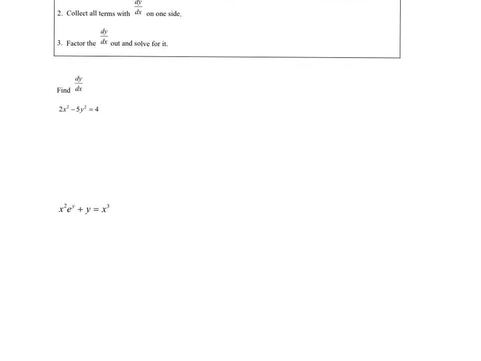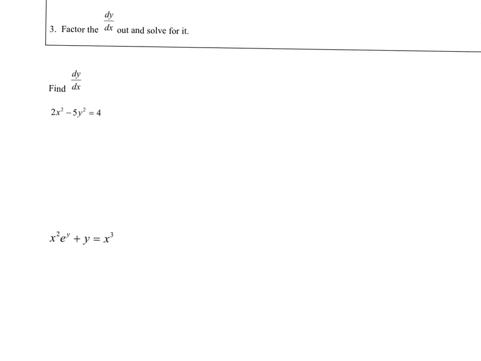So let's go ahead and look at this one. It says find dy dx. So the first thing I'm going to do is go ahead and take the derivative of each term. So the derivative of 2x squared is 4x. No need to add a dy dx for that. Minus 10y, because I'm bringing the 2 down, 1 less power. But I'm going to put the dy dx there, again, because it's not x, and we're trying to find dy dx. And that's going to equal 0.